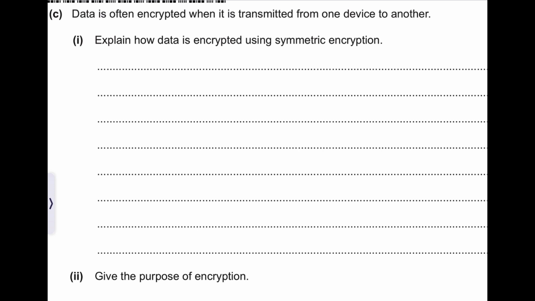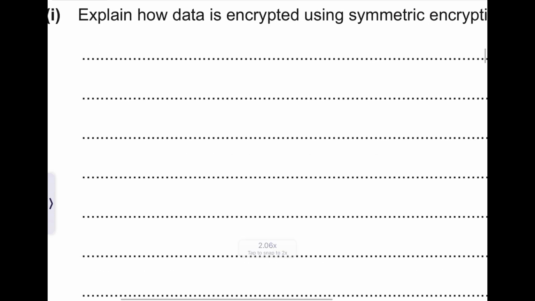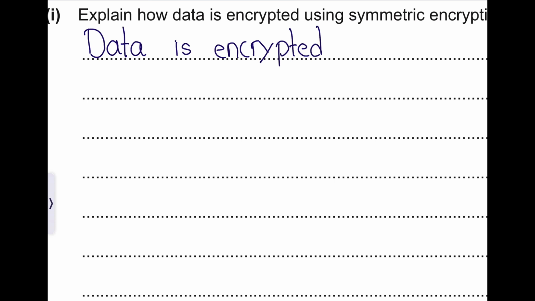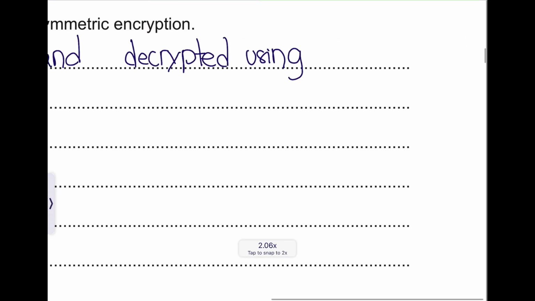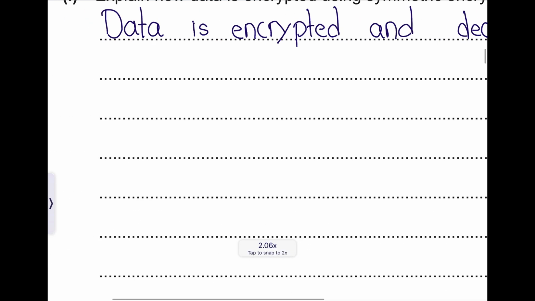Now it says that data is often encrypted when it is being transmitted from one device to another. Explain how data is encrypted using symmetric encryption. Now the key to understanding symmetric encryption is that you use the same key to encrypt and decrypt the data. That is a very important point. That is the main difference between symmetric encryption and asymmetric encryption. So my first point is that data is encrypted and decrypted using the same key.